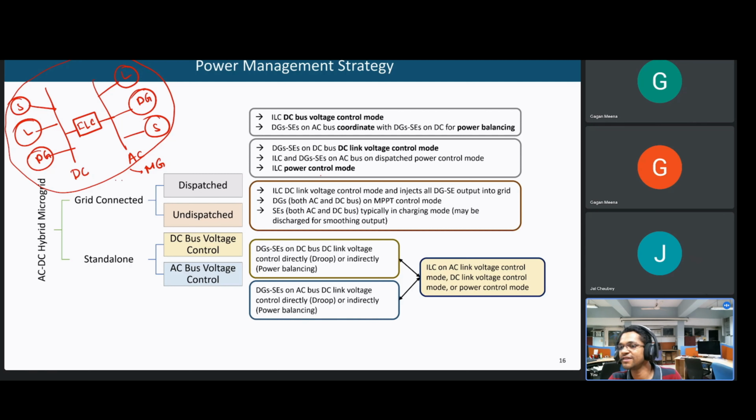So for that we have to do this balancing of load and generation, and for that this interlinking converter will be required. Suppose here load is more than generation, and here generation is more than load. So there will be a net flow of power from this side, correct? From AC to DC. And if the case is the other way, with generation more on the DC side, then the power flow will be from DC to AC side.